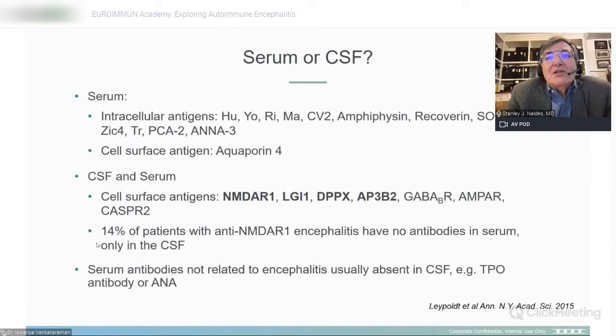There was another question about thyroperoxidase antibodies in CSF, and one of the advantages of CSF, as well as completeness of examination, is that CSF usually does not have thyroperoxidase antibodies or your typical antinuclear antibodies that are seen in patients who might have lupus, for example. You tend not to see those while they may be in serum.